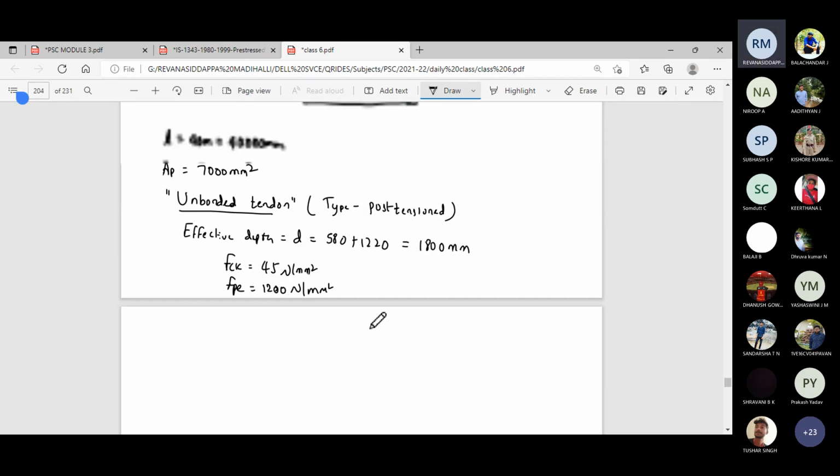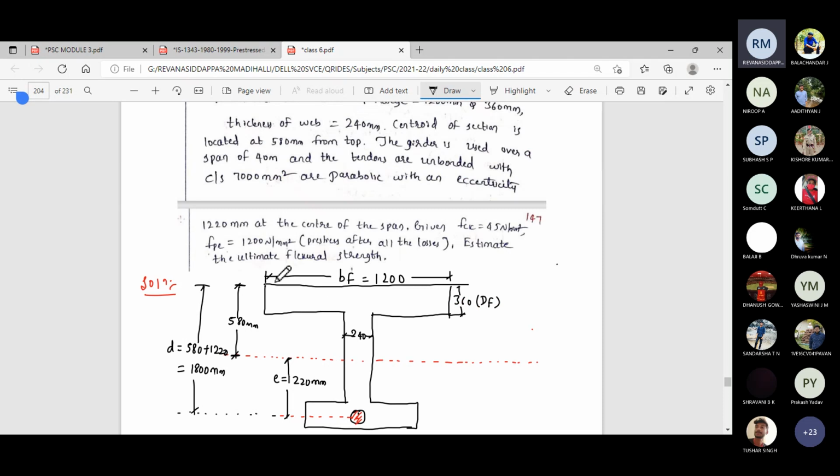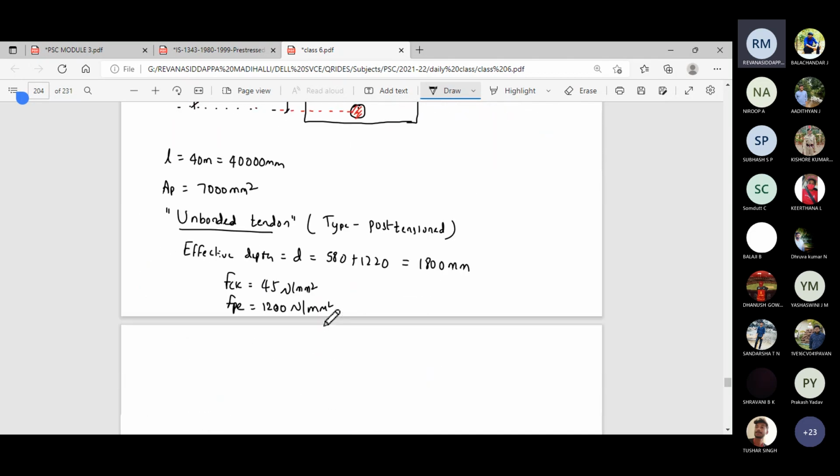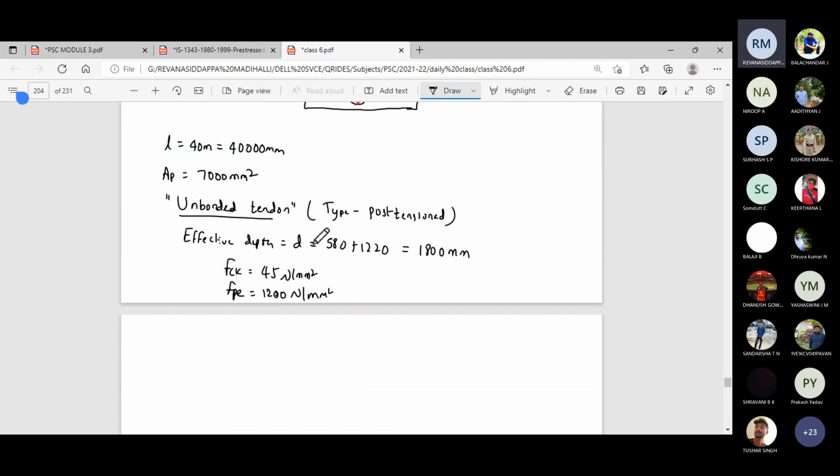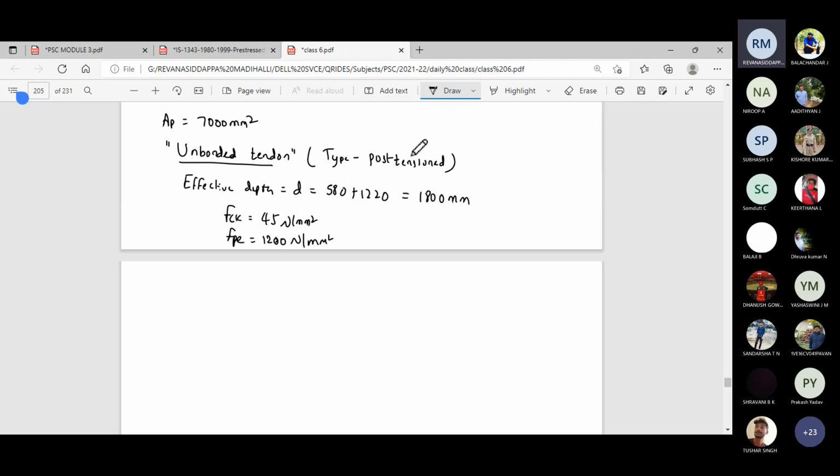These are all given data. The question is to find the ultimate flexural strength. As the section is a plane section or I section, we have to make a certain assumption. We can assume either the depth of neutral axis lies within the flange or the depth of neutral axis lies within the web.